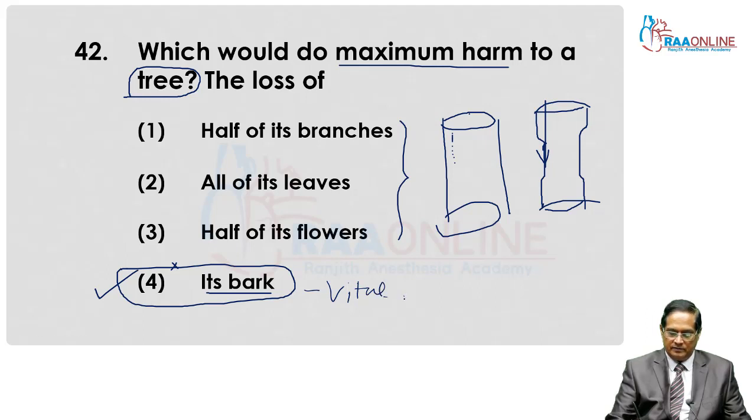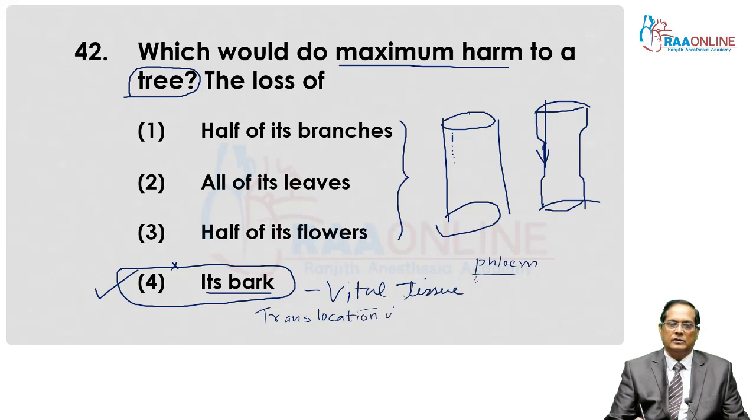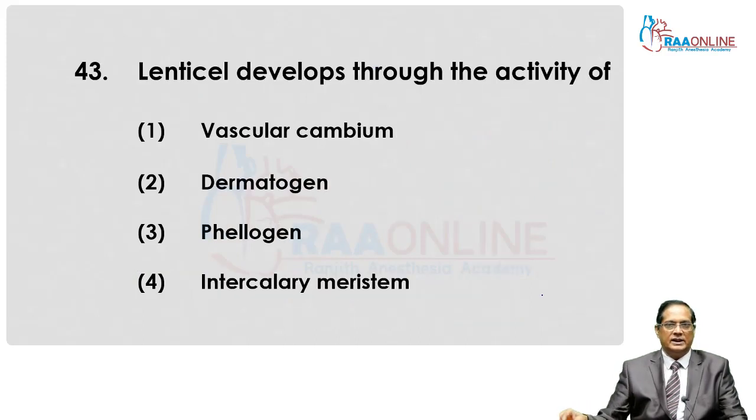Vital tissue phloem is removed, and because of the removal of phloem, translocation of organic matter interrupts or stops. This is the reason.